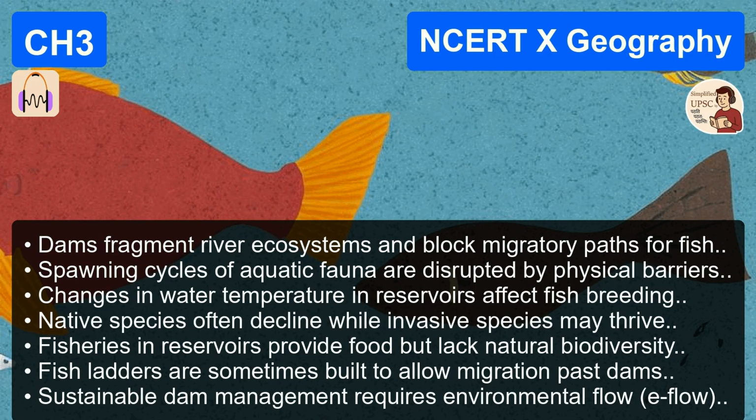Exactly. But the narrative in the text shifts pretty heavily here. It goes from, these are great solutions to, wait a minute, there are serious, serious consequences. The tide turns against the big dams. It does. The scrutiny has become intense over the decades, and it starts with the ecological impact.